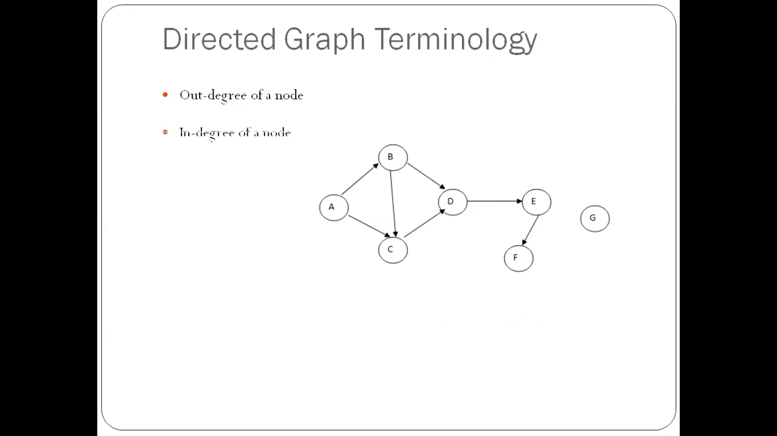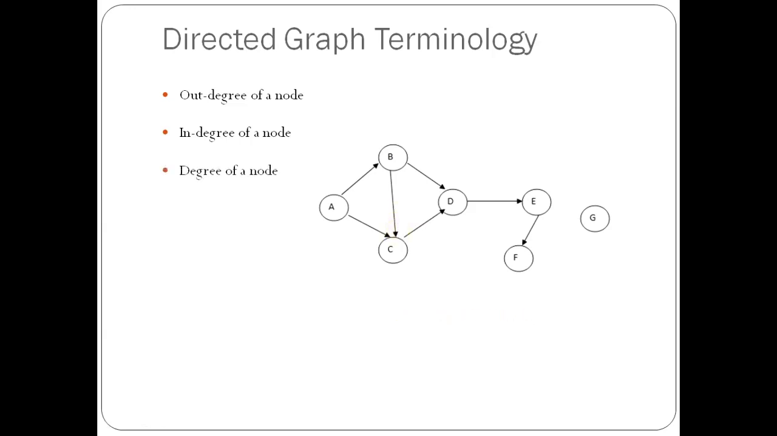Now the in degree. The in degree of a node is the opposite of the out degree. In degree means the number of edges that are coming towards a node. If we consider the node C, there are two edges that are coming to node C, one from node A and the second one from node B. That's why the in degree of node C is 2.